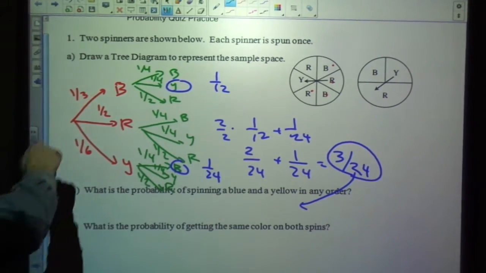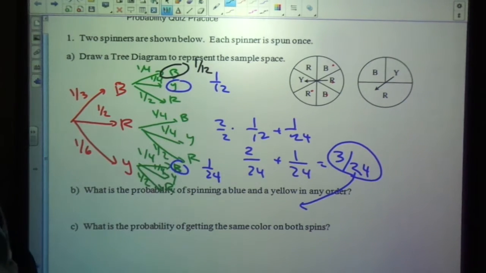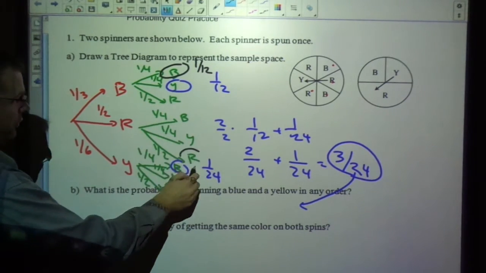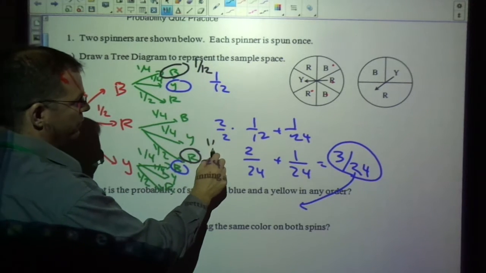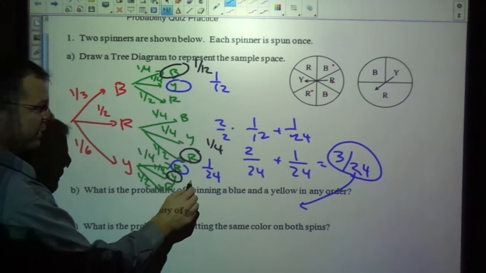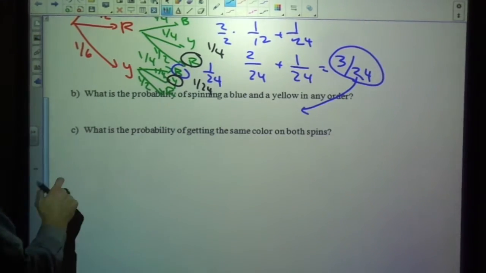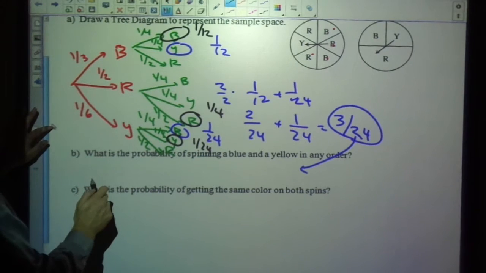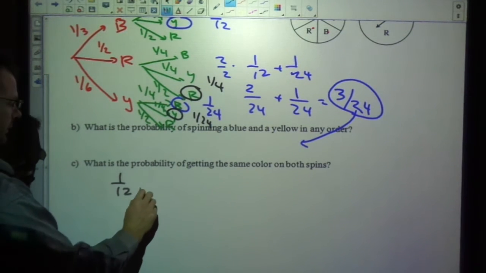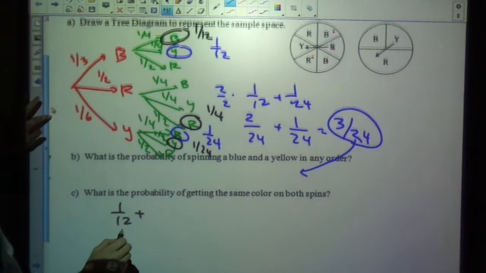Probability of getting the same color on both. Well, that would be blue-blue, which is this, which is 1/12. Or red-red, which would be 1/2 times 1/2 is 1/4. Or yellow-yellow, which would be 1/24. So let's put that down here. That could be blue-blue, which is 1/12. Red-red, which is 1/4.